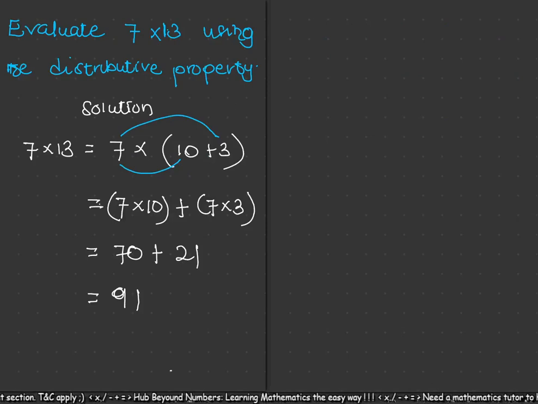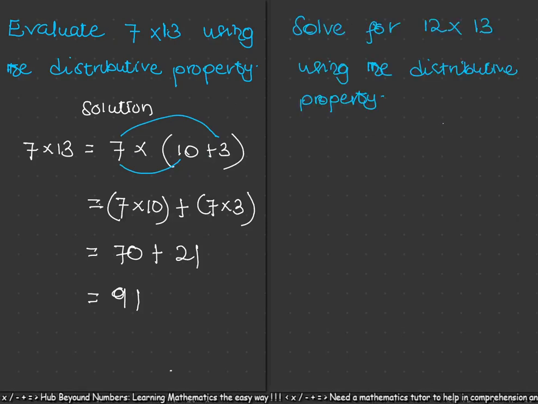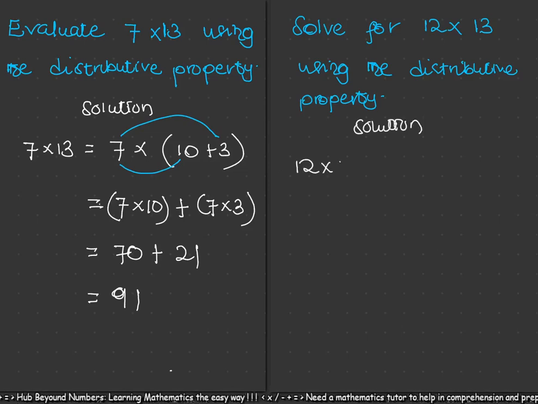For this second one, as you can see on the screen, it says you have to solve for 12 times 13 using our distributive property. So for our solution, we have 12 times 13. With this, as we did earlier on, you can choose to use your halving and doubling. But for the sake of this study, we want to use the distributive property. So we can rewrite.